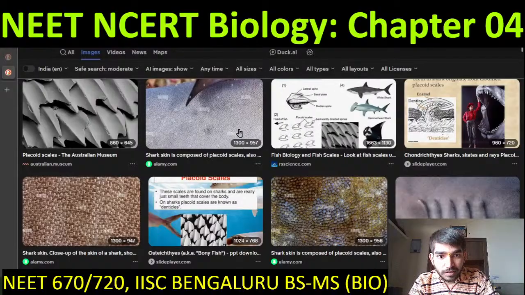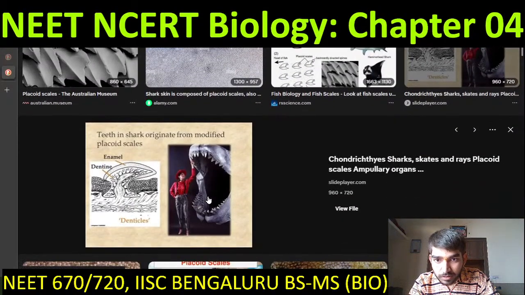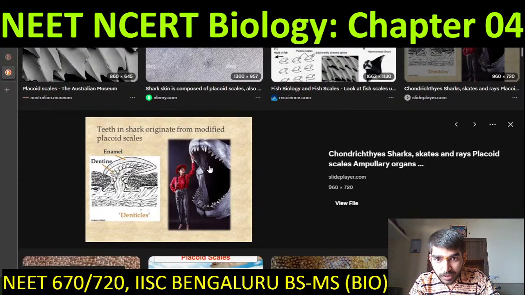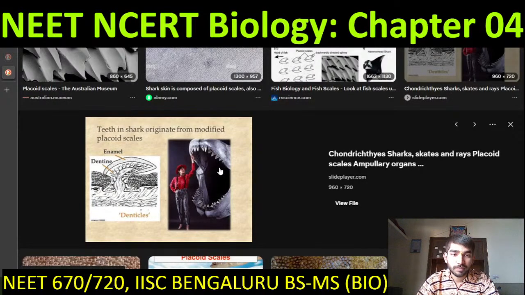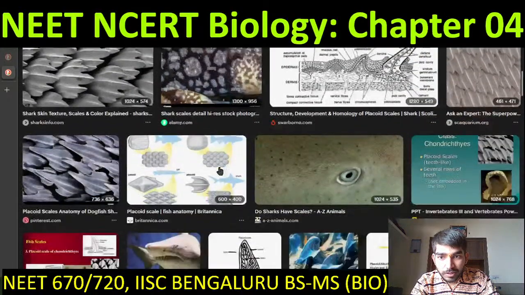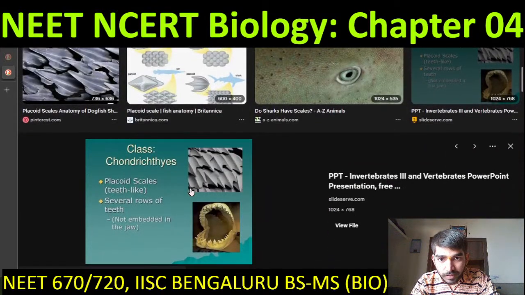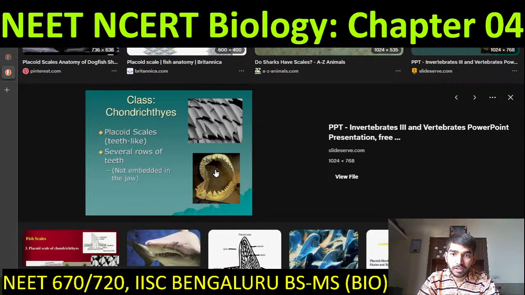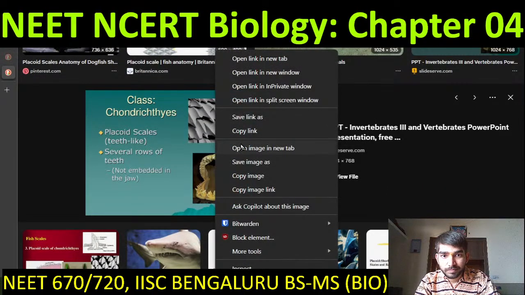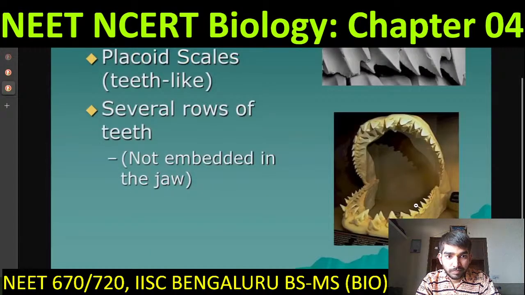So here you can see the placoid scale. Perhaps here it's somewhat clear. You can see it's directed backward, toward the shark's inside. So this is how the placoid scales look in the shark. I think it's somewhat clear here. See, this is directed inwards or backwards.